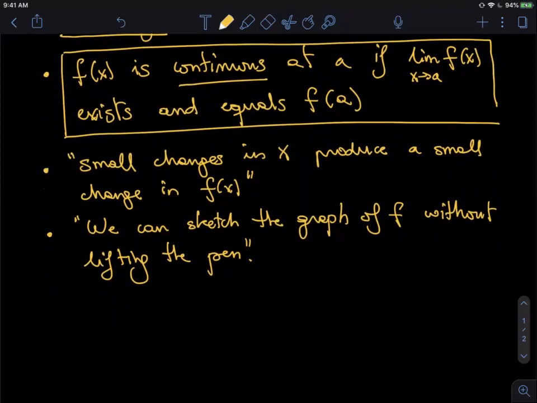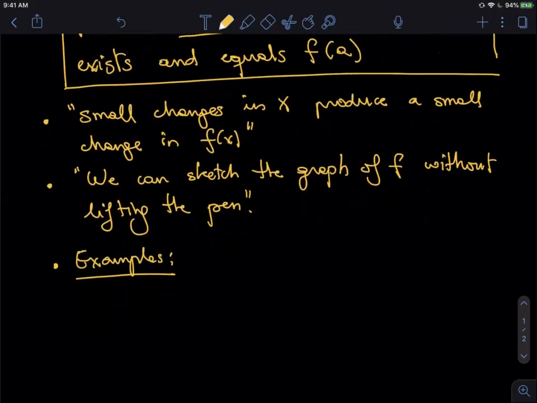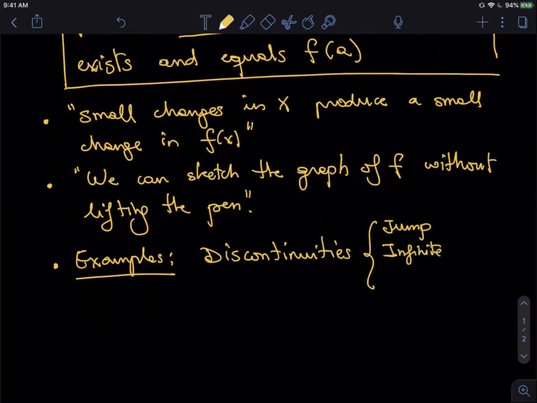So we may think, well, aren't all functions continuous? No. There are three main types of discontinuities. Let's see examples first of things that can go wrong. Discontinuities can be of three types: a jump discontinuity, an infinite discontinuity, or a removable discontinuity.